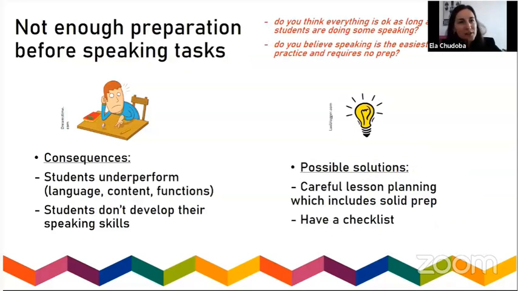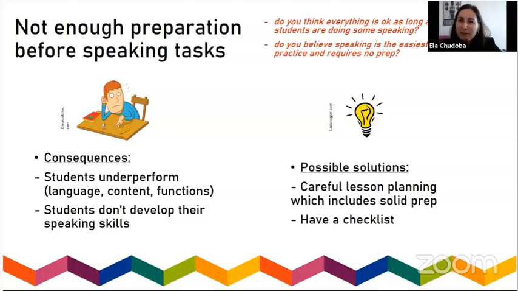Another thing I wanted to focus on today is preparation for speaking tasks. When I observe teachers, I often notice that they involve a number of speaking tasks in their lessons, but very often there's not enough appropriate preparation for it. Some teachers are perfectly happy as long as their students are simply doing speaking. Some have the misconception that speaking is the easiest skill to teach and requires no preparation.